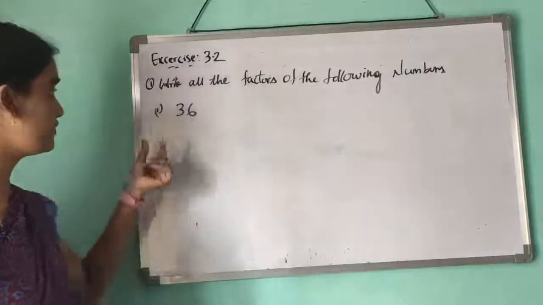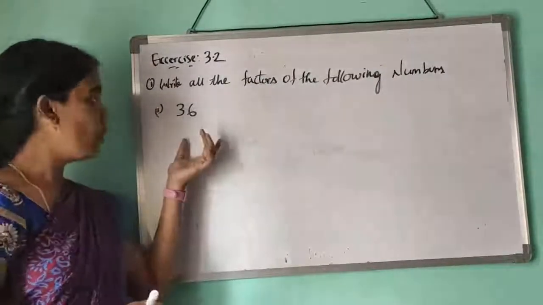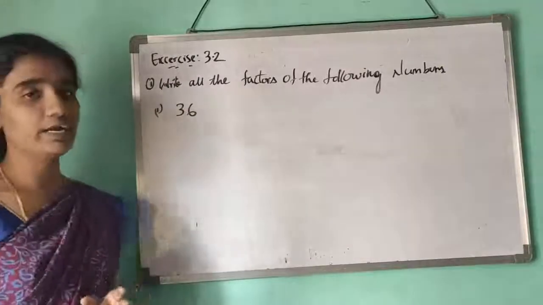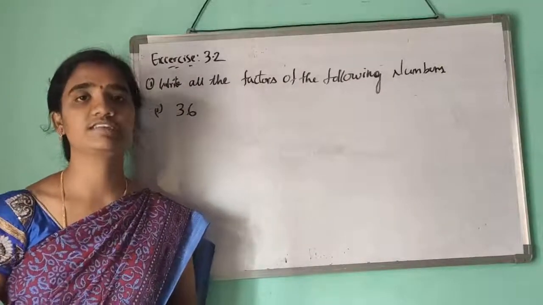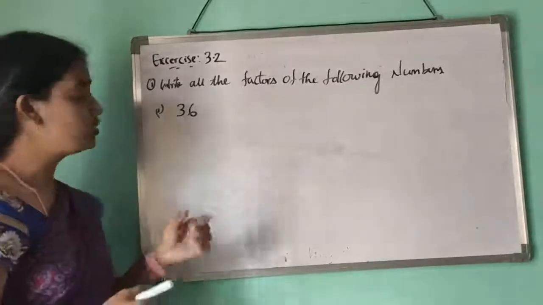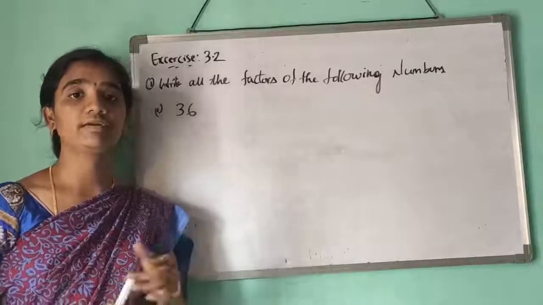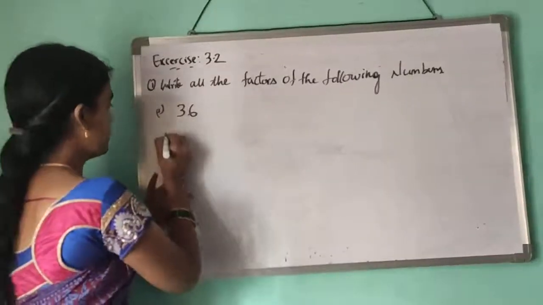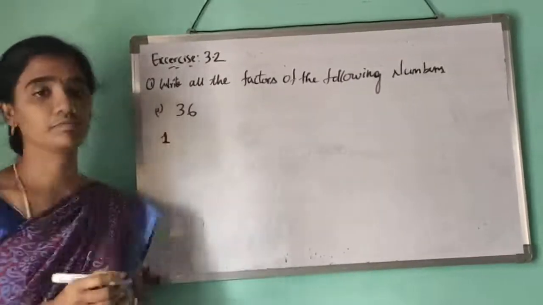Here I am giving the first one, 36. What are the factors of 36? We can find them very quickly. So let us start. We will start from the number 1.